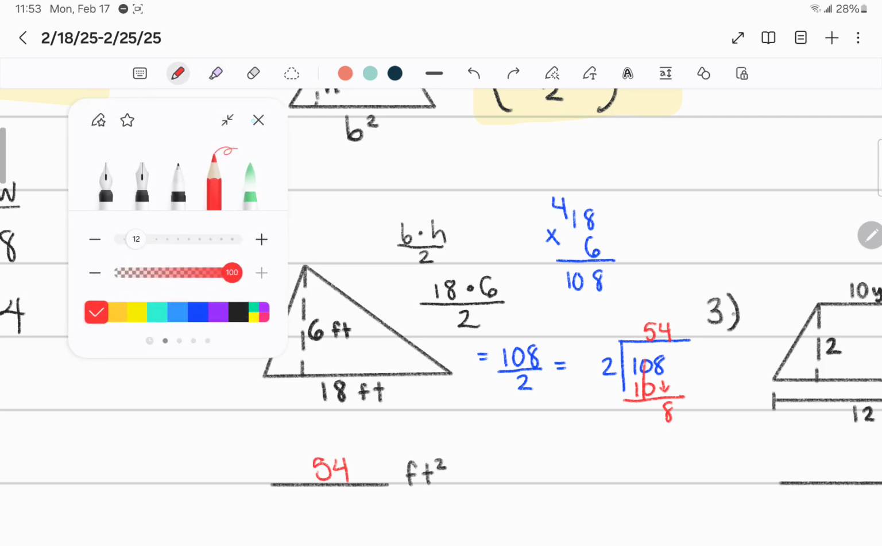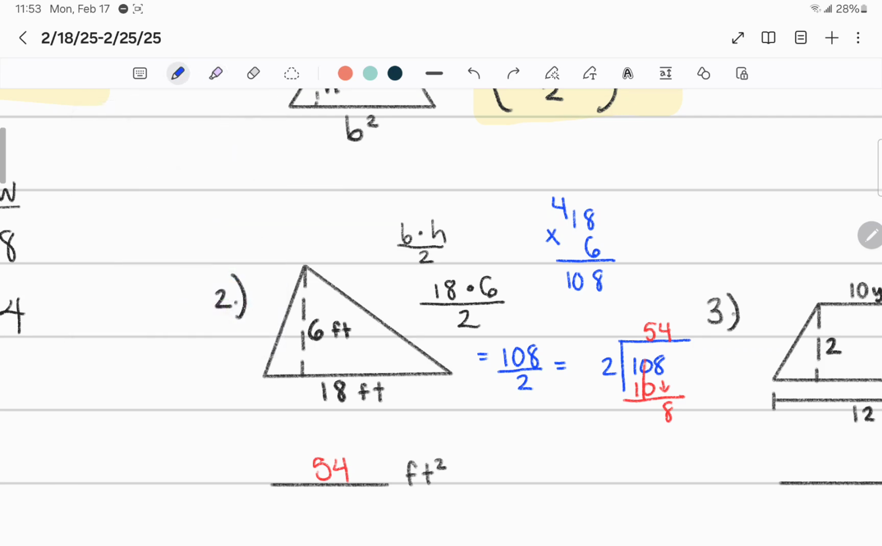Another way to do this is you can split your numbers and divide them by 2. So I can do 18 divided by 2, that gives me 9. And then 6 divided by 2 is 3. That gives me 27. And then we would double it, so we would multiply it times 2. So divide it by 2 and then multiply it by 2. So that's another way to do it.